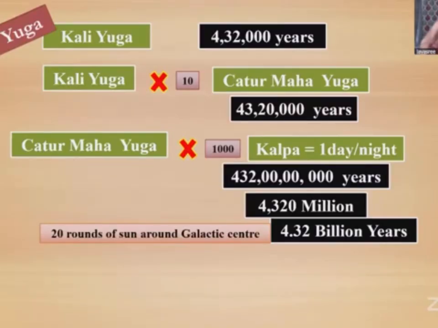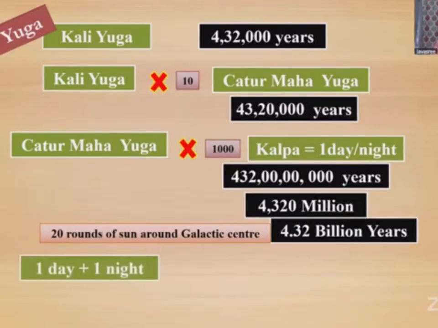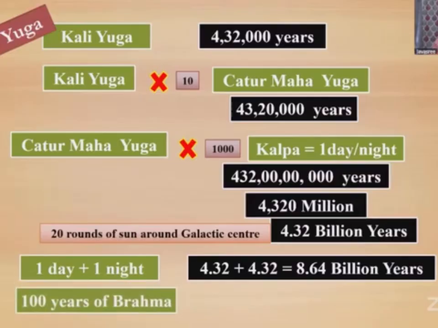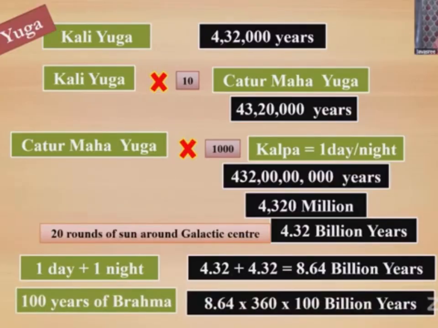So these are all huge numbers. It's all about the sun. The sun is a deity, and the creator Brahma is a deity. And this is measured in terms of planets. We will come to that later, but before that, we'll finish this. So 1 day and 1 night, that is 4.32 plus 4.32 billion years, is 1 day of Brahma. And 100 years of Brahma is this much.